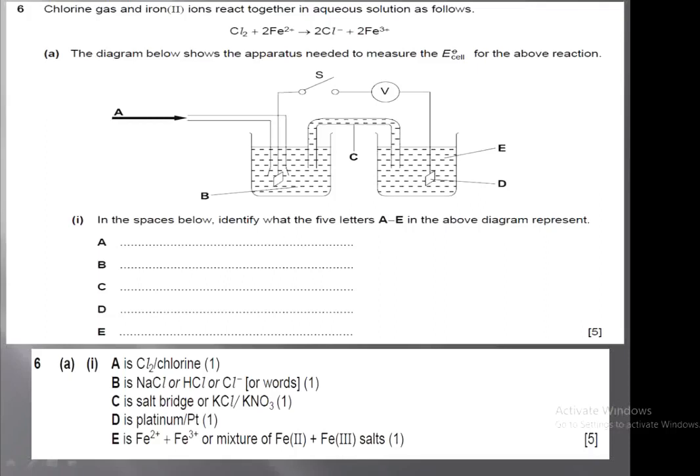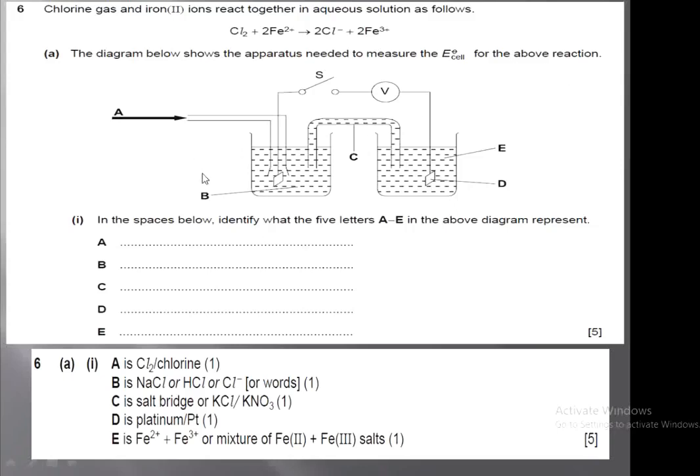Here in question number 6, the examiner is asking: chlorine gas and iron 2 ions react together in aqueous solution as follows. The equation is given: chlorine reacting with iron 2 positive ions to form chloride ions and iron 3 positive ions. In subpart A, the diagram below shows the apparatus needed to measure the E cell theta for the above reaction.